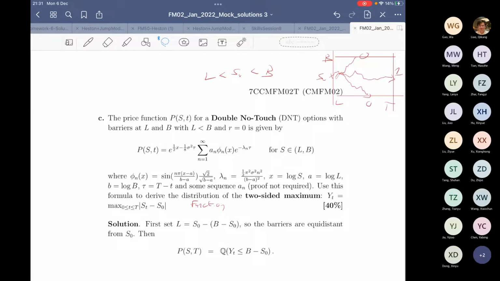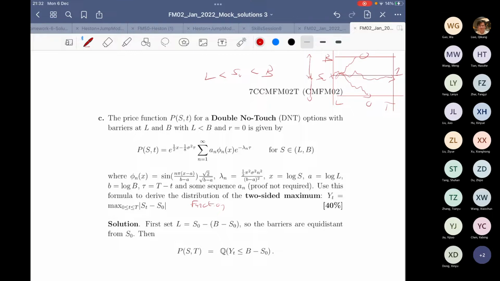So what you do is consider not any old L value, but set the lower barrier to be the same distance below S0 as B, the upper barrier, is above S0. So set L equal to S0 minus (B minus S0), since the distance from S0 to the upper barrier is clearly B minus S0. I want this distance to be the same as that distance, which luckily, the way I accidentally drew it, kind of looks like that anyway.